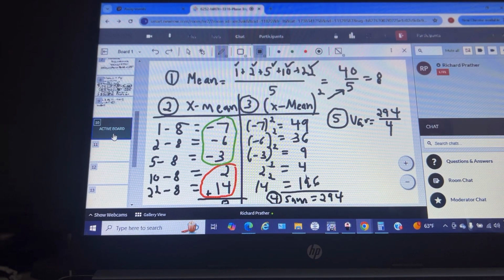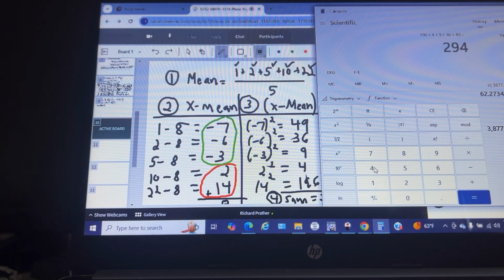It's always 1 less than how many numbers there were. So 294 divided by 4, if the problem asks for variance, which usually it does. But sometimes they don't ask for it, though you have to do this anyway to get the standard deviation. You're going to have to get the variance even if they don't ask for it: 73.5.